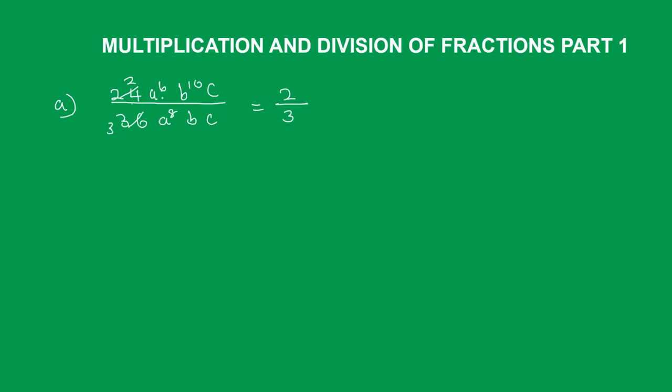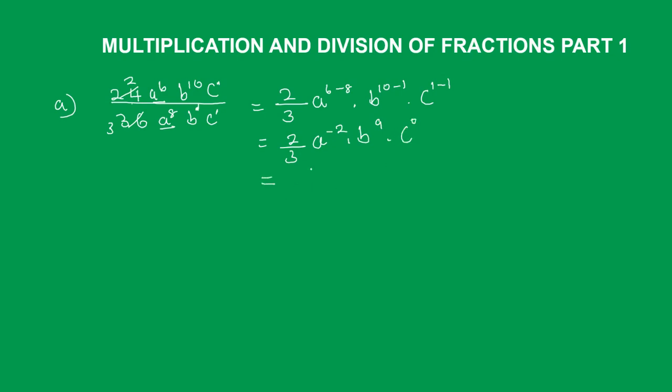And then for the powers here, we can use the laws of exponents, which is a to the 6 minus 8, then b to the 10 minus 1, because there's a 1 there, and then c will be 1 minus 1. And then c will be 0. So we have 2 over 3, and then we have a to the power negative 2, then b to the power 9, and then c to the power 0.